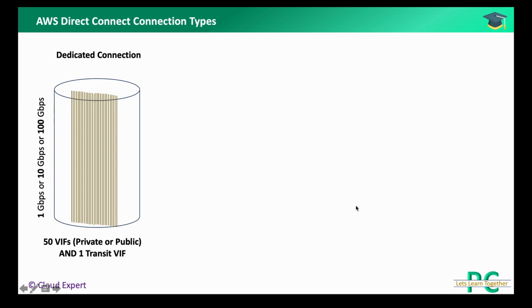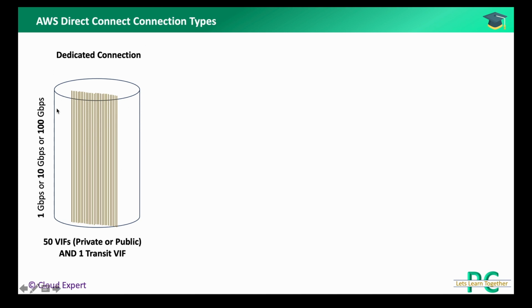Next, we'll see different connection types available for Direct Connect. The first one is dedicated connection. Dedicated connection means you are establishing the connection directly from AWS. In dedicated connection, you have three flavors, either 1 Gbps or 10 Gbps or 100 Gbps for some locations. 100 Gbps is not available in every location.